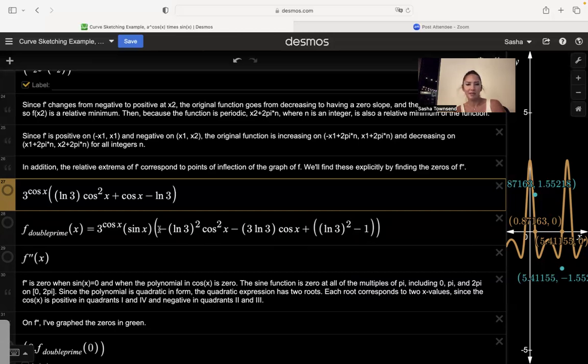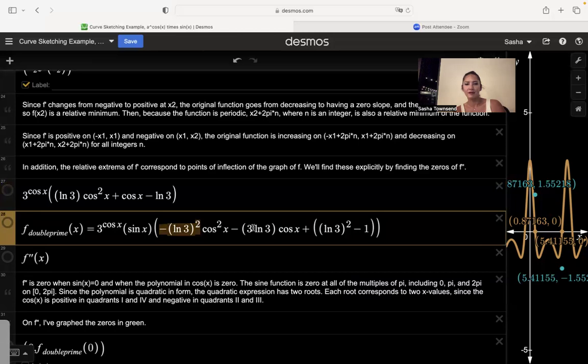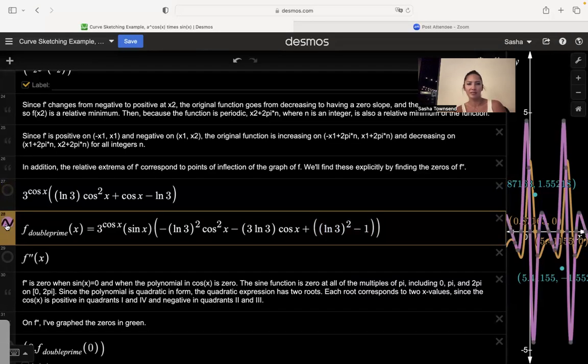So I know this looks complicated, but this is really just like ax squared plus bx plus c, where these coefficients involving the logarithm are just constants. And then instead of an x, we've got a cosine squared x and a cosine of x, and then just a 1. So you've got f double prime is equal to that.